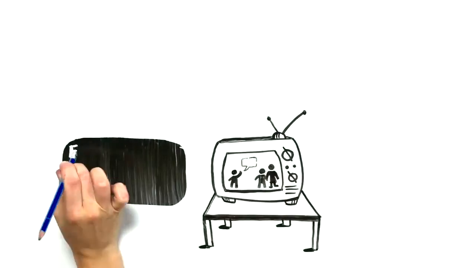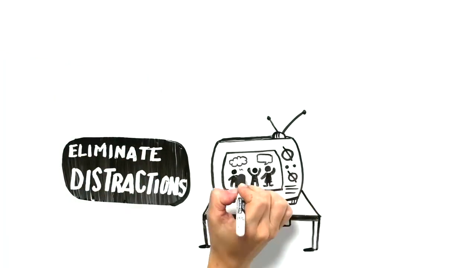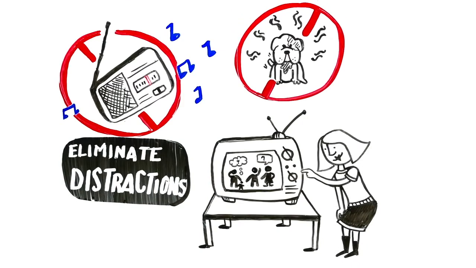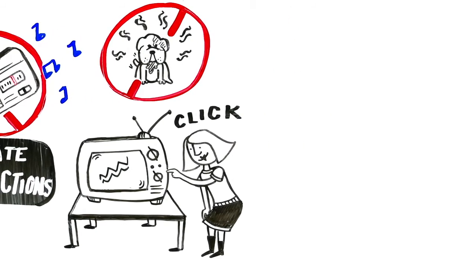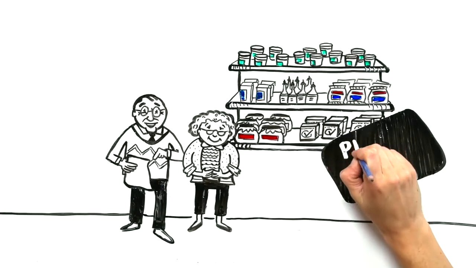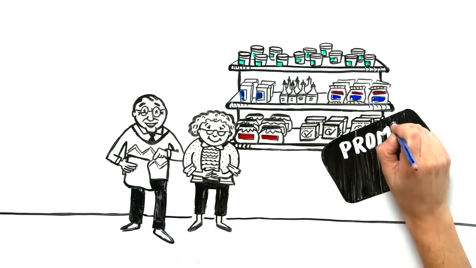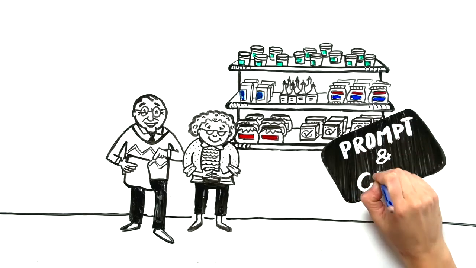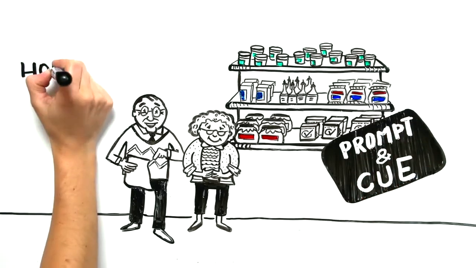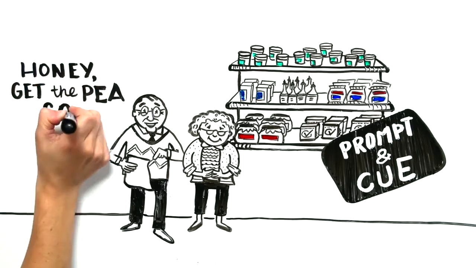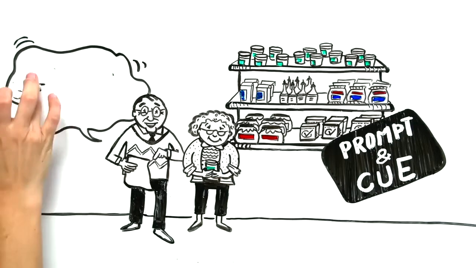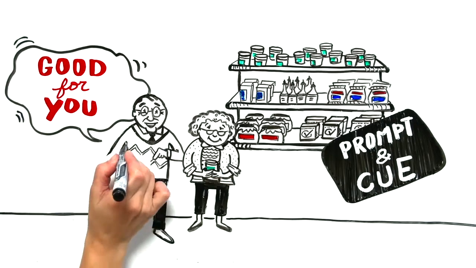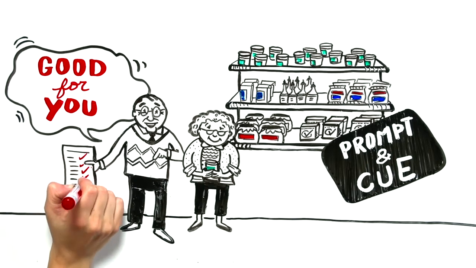Number 4, eliminate distractions. That is, sounds, sights, or smells that do not go with what you are saying or writing. Useful connecting strategies are: number 1, encourage. Support participation through prompting and cueing. For example, get the pea soup from the shelf right here. Good for you. You got all of the grocery items on our list.